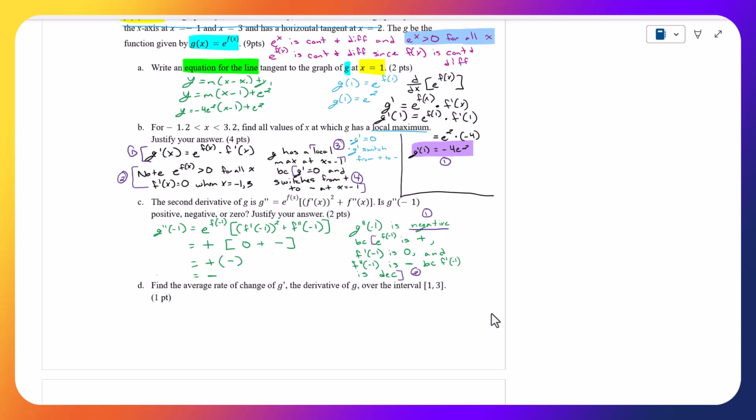F prime of 3 minus F prime of 1, all divided by 3 minus 1. Well, F prime of 3 is 0. F prime of 1 is -4. 3 minus 1, that's 4 over 2 equals 2. And we get our average rate of change is 2. You didn't even need a sentence here. Getting to this is your whole justification.